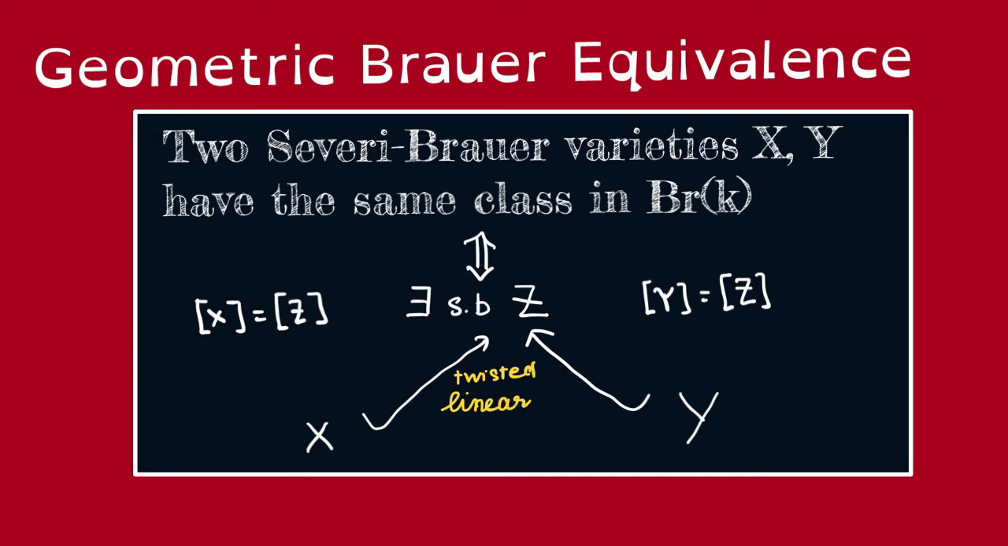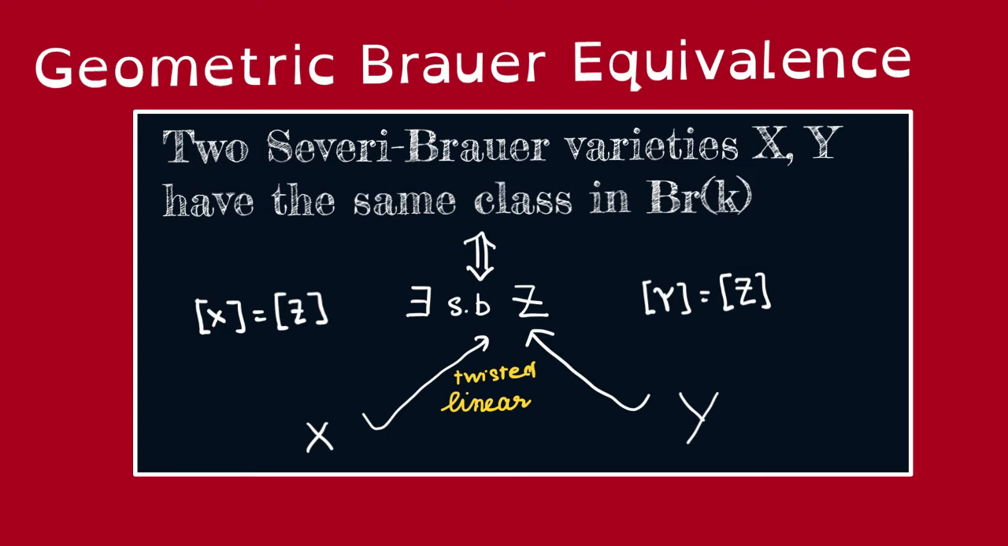The sufficiency here is obvious from what we just mentioned, because if X can be embedded as a twisted linear subvariety of Z, then the class of X must be equal to the class of Z. Similarly, if Y can be embedded as a twisted linear subvariety of Z, then the class of Y must be equal to the class of Z in the Brauer group of k, so the class of X must be equal to the class of Y. Now it's the necessity part that requires a bit of work.